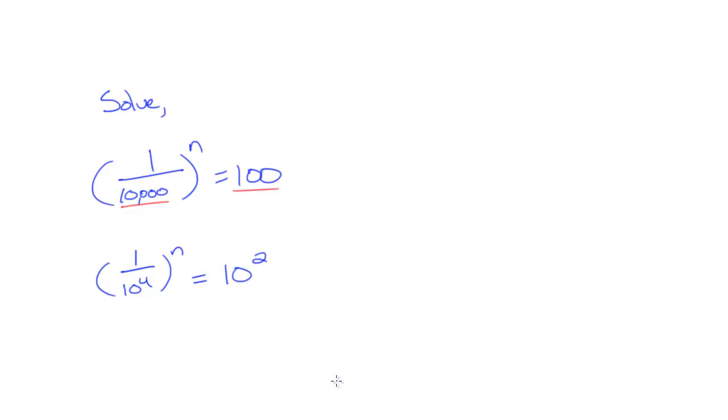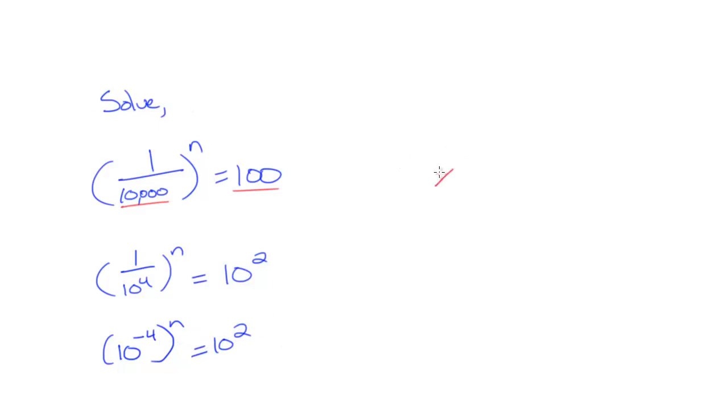Okay, what I'm going to do now is apply the rule of negative exponents to this expression on the left. 1 over 10 to the 4th is the same thing as 10 to the negative 4th. That might feel a little strange. I just want to review that for a quick second.